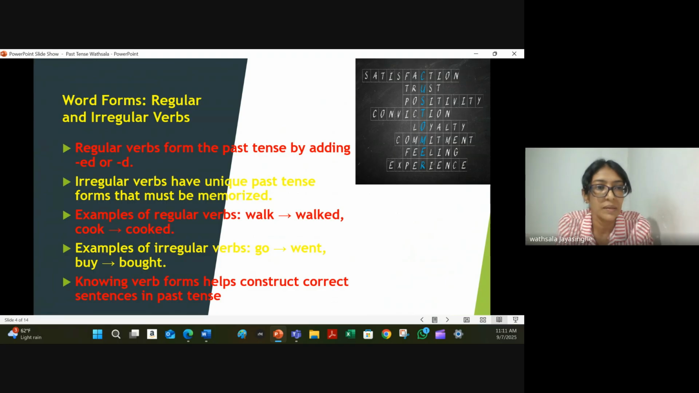When we use English, we use regular and irregular verbs. Regular verbs form the past tense by adding ed or d. Irregular verbs have unique past tense forms that must be memorized. Examples of regular verbs: walk, walked, cook, cooked. Examples of irregular verbs: go, went, buy, bought. Knowing verb forms helps construct correct sentences in past tense.